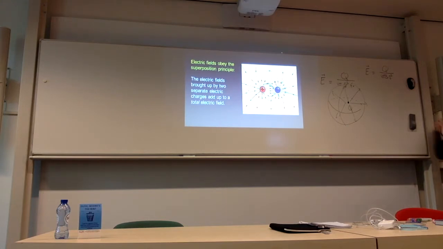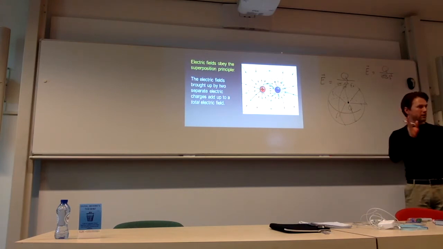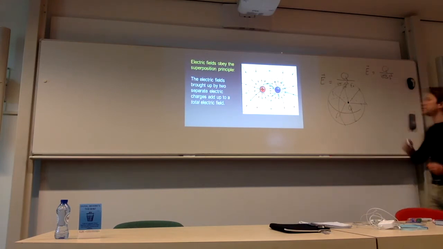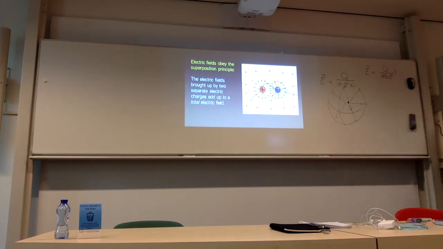Outwards, or inwards, depending on whether Q is a plus or a minus. So it should be some radial thing, right? In the mathematics, we have the symbol for that. It's called R with a little hat. It just means radially outwards, and it comes with no numbers. This has the length of 1. So the only thing that this does is tell you in what direction it points. That's what the hat means, and makes it a vector. The actual strength is given by r squared.